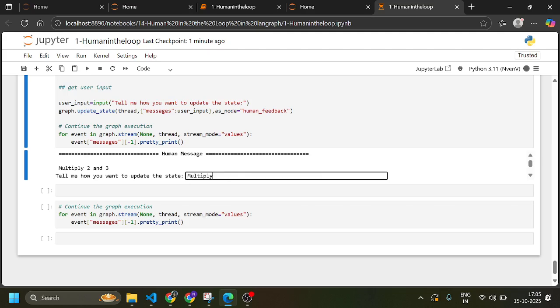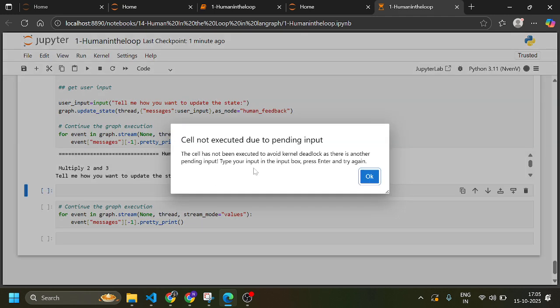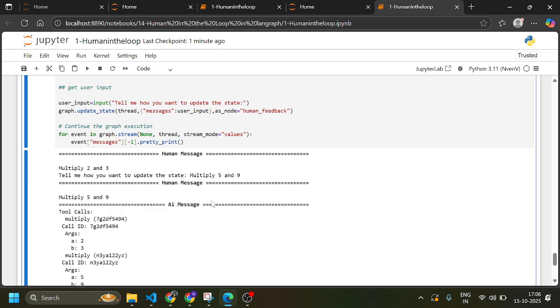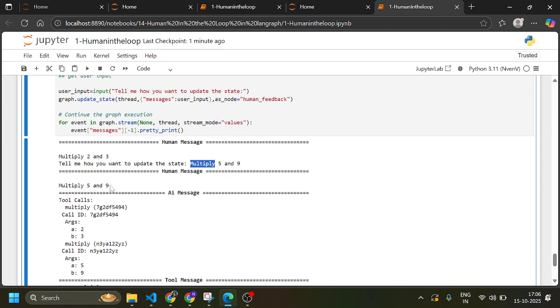Now you can multiply 5 and 9. Okay, I need to enter before running it. Okay, so here you can see multiply 2 and 3. So tell me how you want to update the state. Okay, so it asks how you want to update the state, then it will multiply 5 and 9. Okay, multiply 5 and 9.